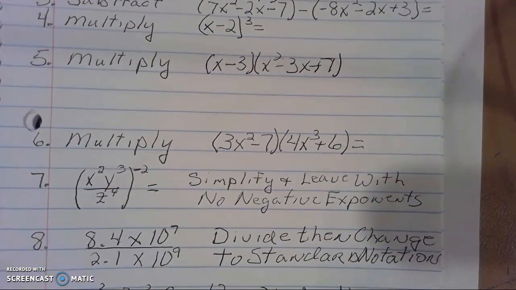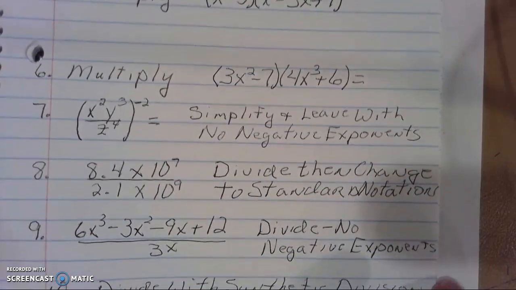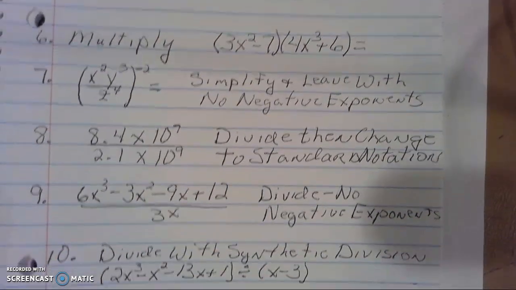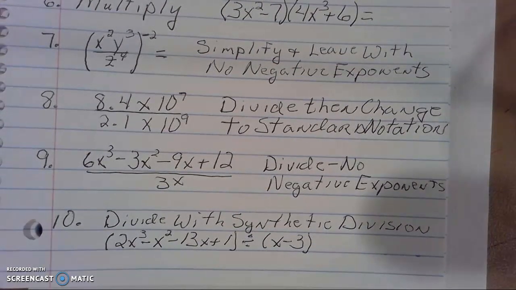Number 7, negative exponents. X squared y cubed over z to the fourth, all of this to the negative second power. Simplify, and then make sure there's no negative exponents left. Number 8, synthetic division. Divide 8.4 times 10 to the 7th by 2.1 times 10 to the 9th. Divide using synthetic division, then change back to standard number notation.